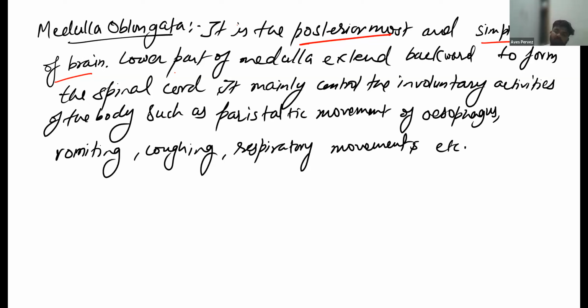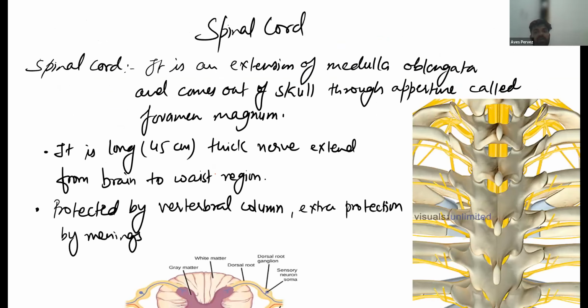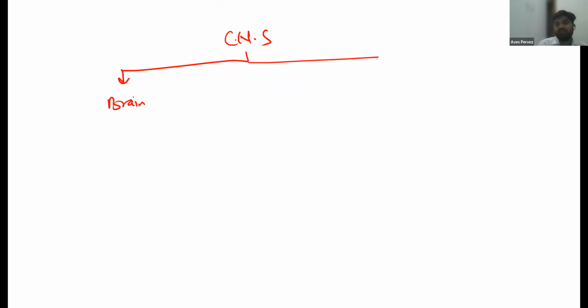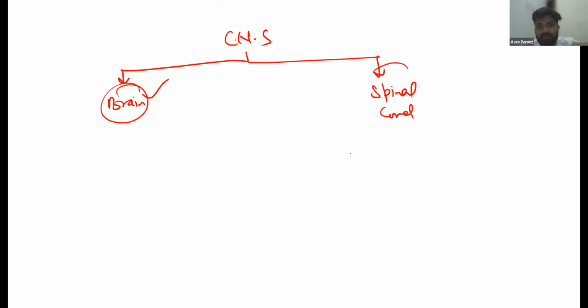So this is the peristaltic movement of the esophagus, vomiting, coughing, sneezing. Now we talk about the other part, the spinal cord. Which topic are we studying? The central nervous system, CNS. It has two parts: the brain and the spinal cord. We have studied the brain, its different parts, how it is protected, and the functions of its parts. Now we talk about the spinal cord.